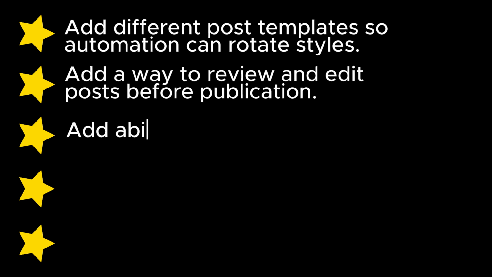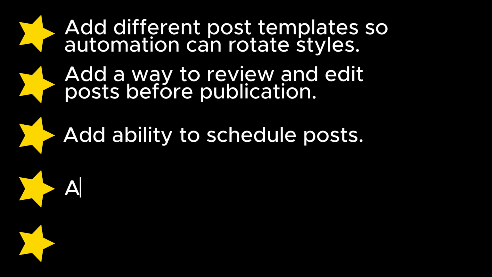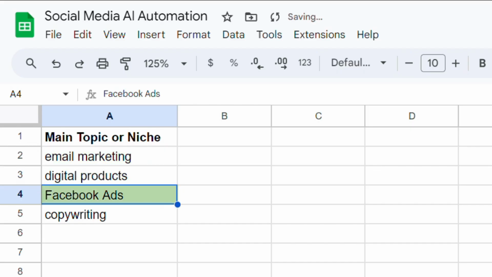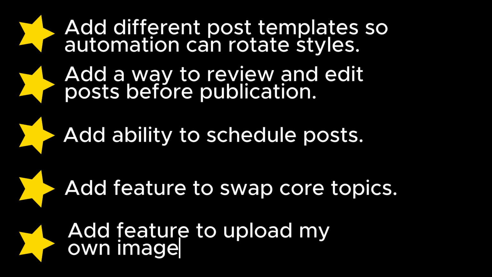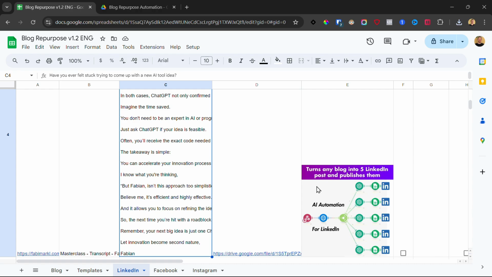Third, I would add the ability to schedule posts directly within my Google Sheet, so I can plan posts to be published at specific dates and different times. Fourth, I would add a topic rotation feature to automatically switch out the core topics I set after a certain time. And finally, I would add a feature to upload my own images to be published with a post, so you don't always need to rely on AI-generated images.